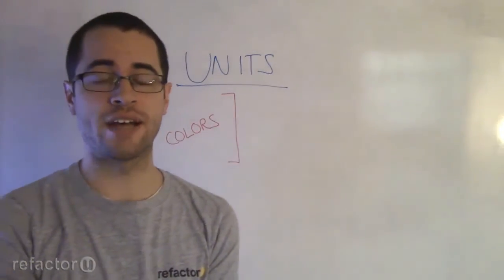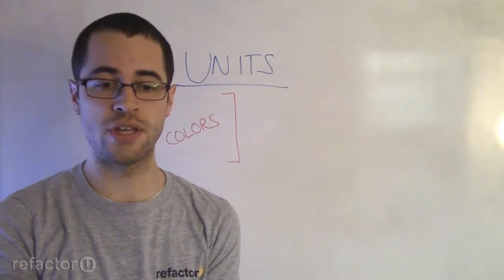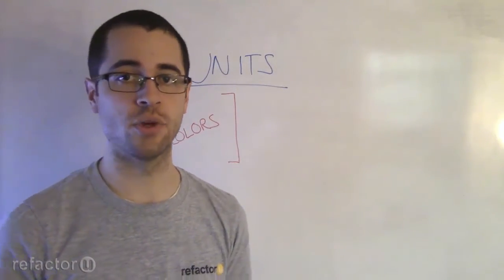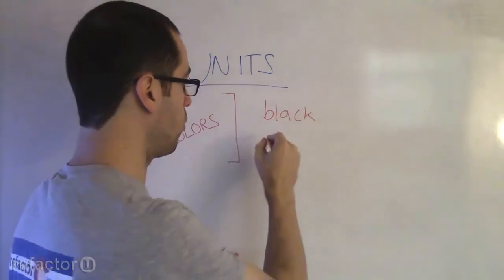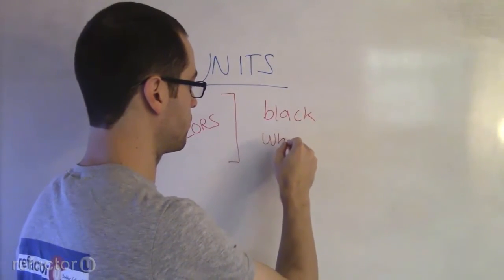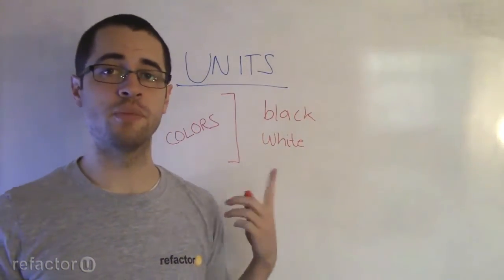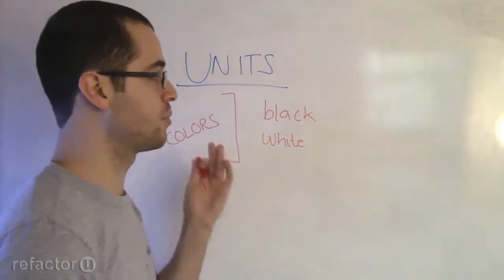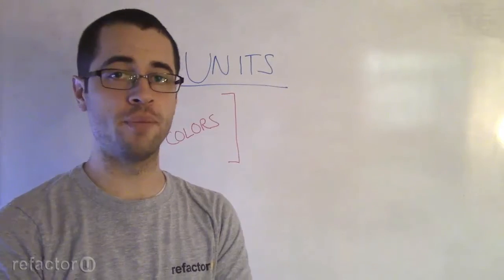HTML also gives us access to string colors. So if we're trying to say something in a more readable way, instead of using hexadecimal, we could say something like black or white. The browser has a series of these built in, so we could say color, black, and the browser would know what to do.